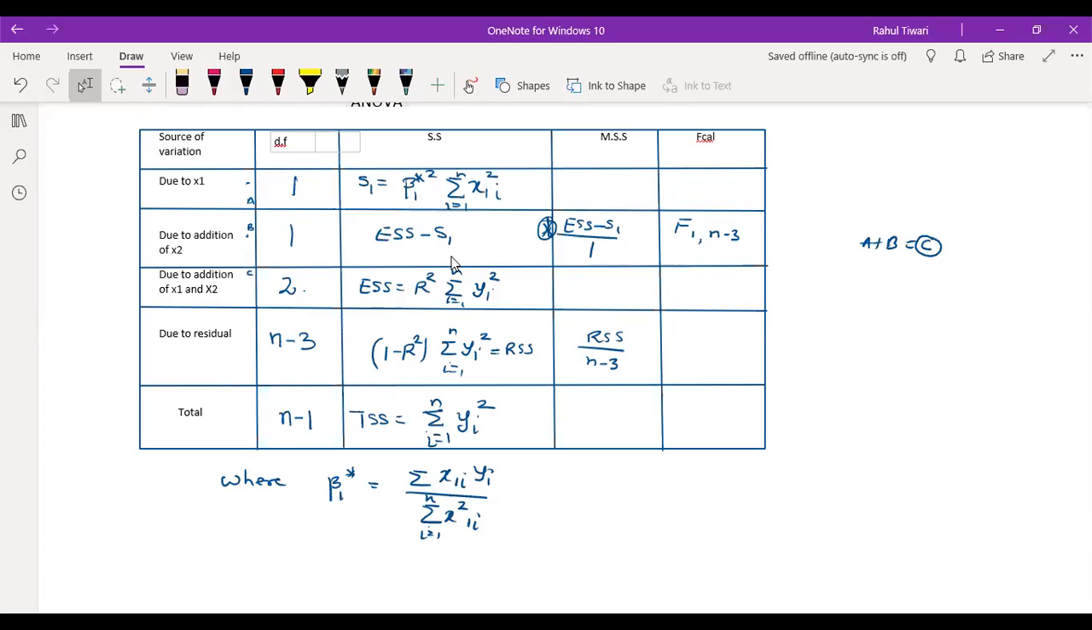So for that purpose we need to understand how this ESS can be computed, and TSS and RSS you have already computed in the previous derivations, so you can work on that. There is no problem.